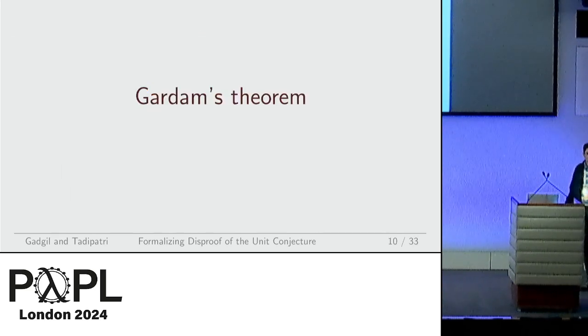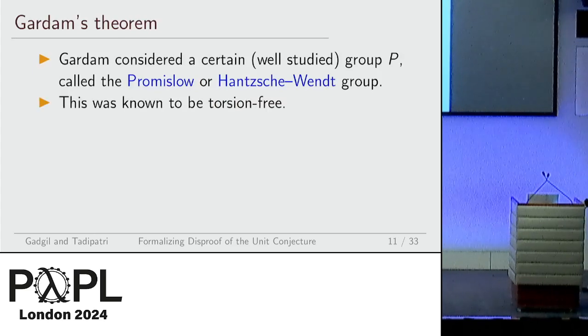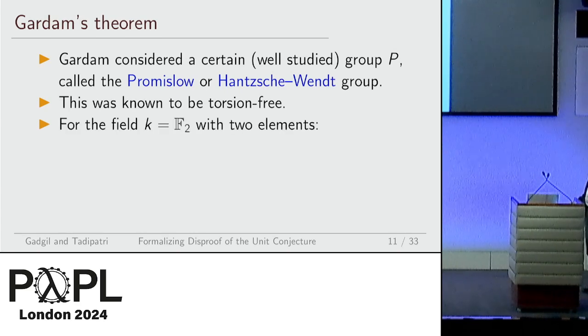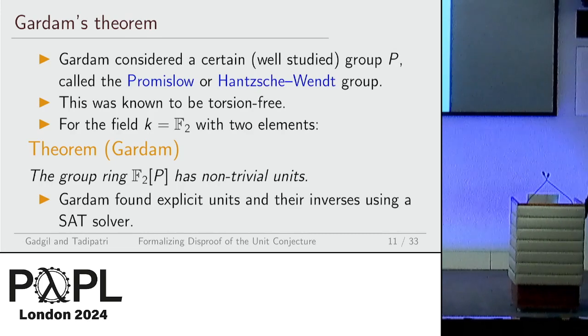A couple of years ago, Gardam proved the following. He considered a specific group, we will call it Gardam's group. It was known to be torsion free, and he took a field with two elements and showed there are non-trivial units. So Kaplansky's conjecture, after many decades of remaining open, was shown to be false. Interestingly, there was computer assistance in a different sense. He found the units using a SAT solver. So mathematical work was done in choosing the group and various other things, but it was a SAT solver that was used.